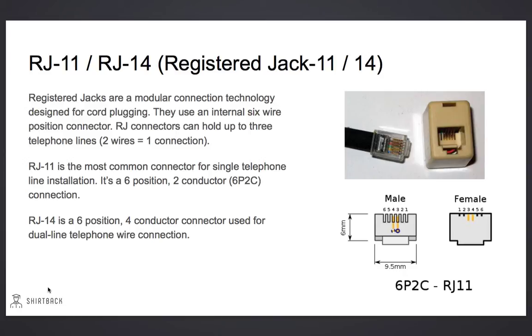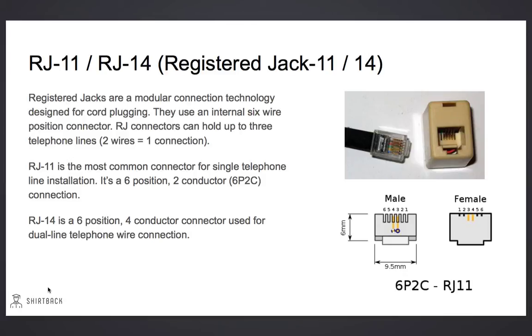Registered jacks are a modular connection that's used for cord plugging. It has an internal 6-wire position connector. An RJ connector can hold up to 3 telephone line connections. 2 wires equals 1 connection.